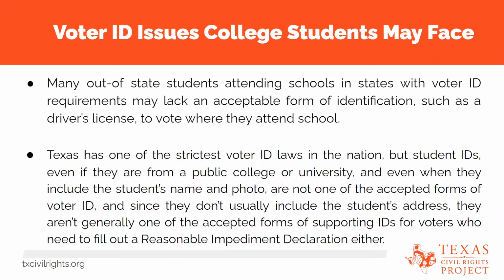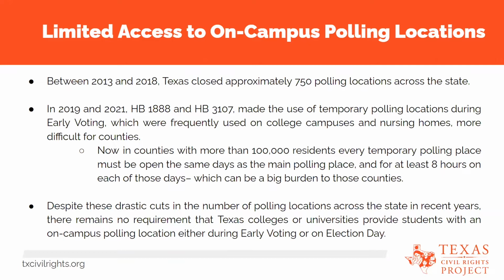Now, I want to preface this slide on limited access to on-campus polling locations by pointing out that a plethora of studies and ongoing research from political scientists and civic organizations across the country indicate that the farther people have to travel to vote, the less likely they are to vote. It's a pretty common sense finding, I should say. But generally, all of these studies indicate that for every extra mile that somebody has to drive to vote, I've seen the number around 0.5% less likelihood of them voting.